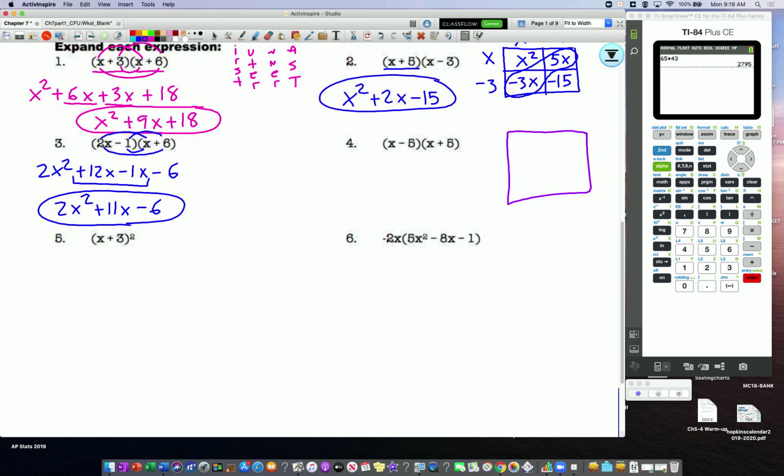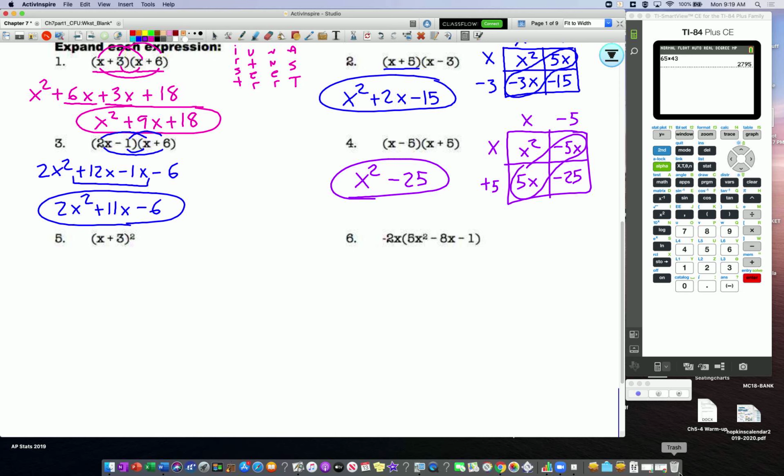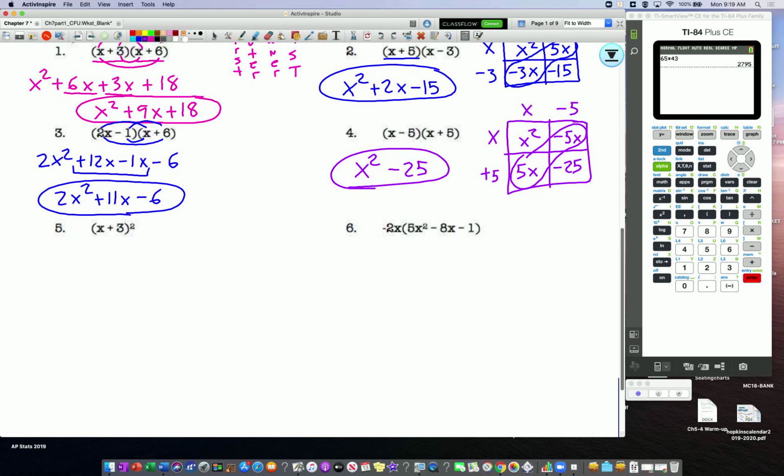All right, next one I said I'd do by the box method. So here's my box. X minus 5, x plus 5. So now I can multiply. X times x is x squared. X times minus 5 is minus 5x. 5 times x is 5x. 5 times negative 5 is minus 25. Combine like terms. So I have the x squared. 5x and minus 5x actually cancel each other out. That's 0. So all I have left is x squared minus 25. This is going to be an important pattern that we'll be talking about in our next couple lessons.